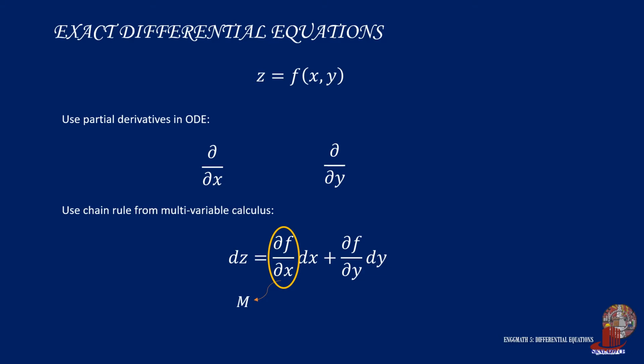If we simplify the outcome and denote the partial derivative of the function with respect to x as M and its counterpart on the next term as N, we can simplify the derivative of z as M dx plus N dy. This form is the standard of exact differential equations.